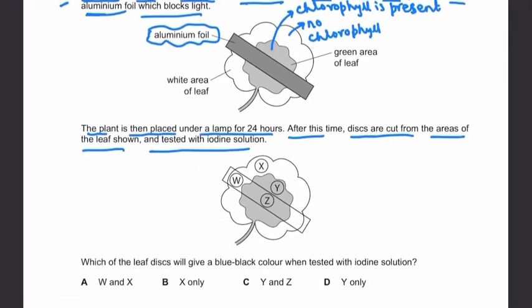Then we have placed an aluminum foil over a particular part of the leaf, which covers that part of the leaf and blocks the sunlight. Then we have left the leaf in light for 24 hours.